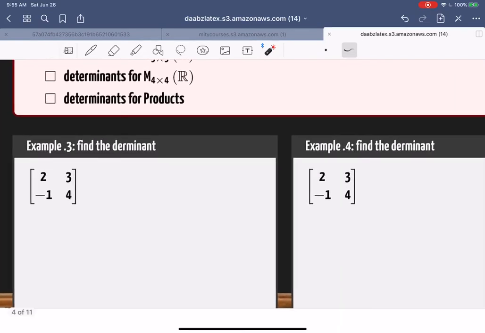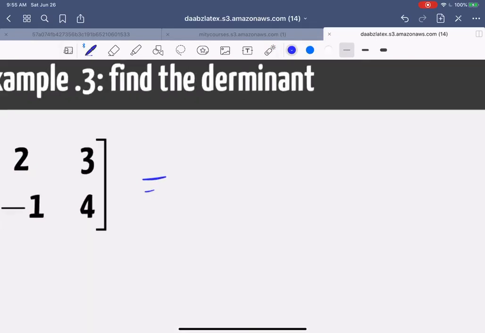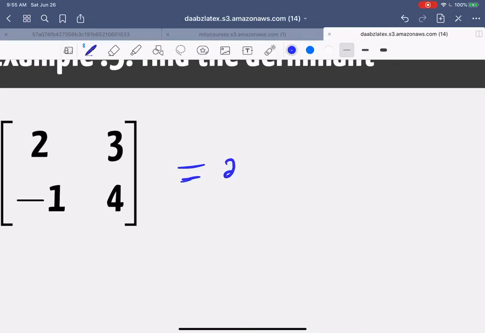So let's do a 3x3 matrix for a determinant. Again, for 2x2 is super easy. All you do is take this minus that. So in this case, it would be equal to 2 times 4 minus negative 1 times 3. And then you're done. Okay?